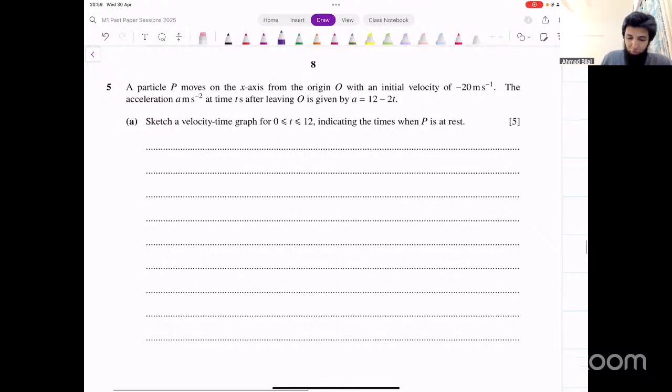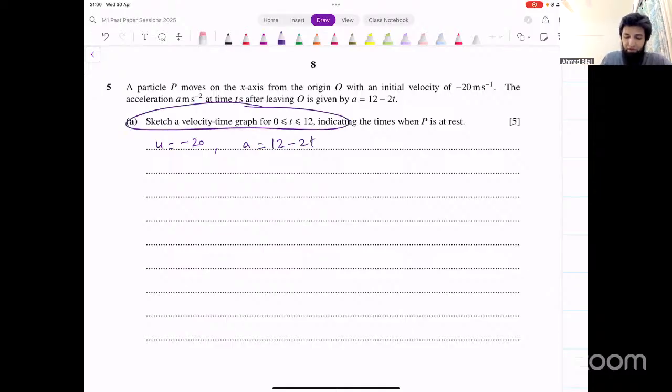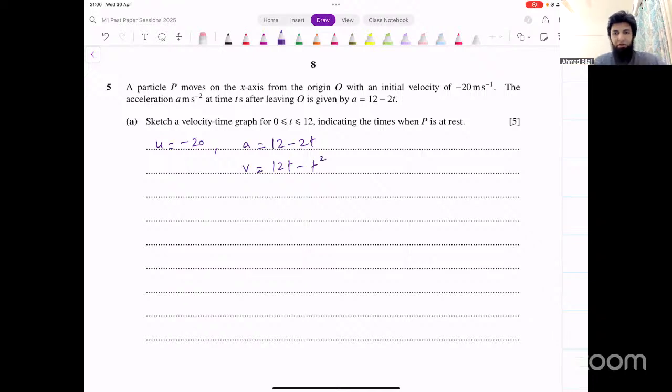Okay, now we know it's moving at some speed. Its initial velocity is -20. That's what we're given. Acceleration a after leaving the point O is given by 12 minus 2t. We want to sketch a velocity time graph from 0 to 12. Now, how do you do that? We would first have to find the velocity function for this, right? How do you go from acceleration to velocity? You integrate it. 12t minus 2t squared over 2, that becomes t squared. But remember, whenever we integrate and we're not inputting any limits, we always have to use a plus c there. So we have a plus c here as well.